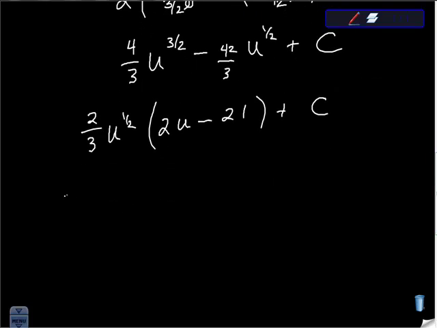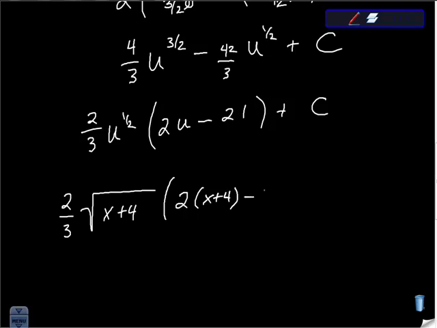We have to rewrite this again. We have 2/3 square root. Remember, we had u was worth x plus 4, so we have to resubstitute, right? Times 2x plus 4 is the value of u, right? Minus 21 plus c. And believe it or not, you have to continue and do all this algebra.